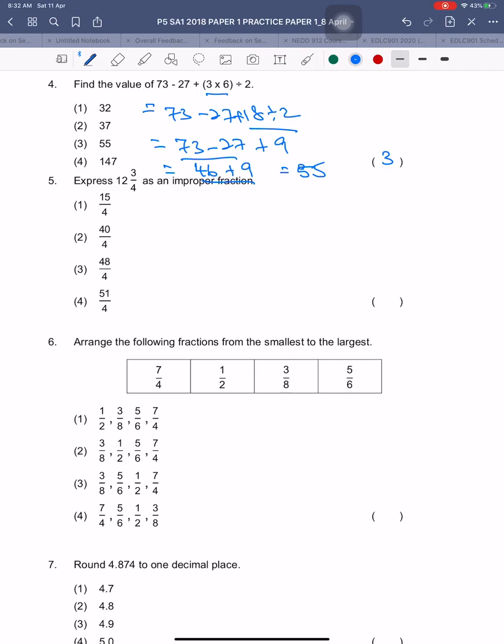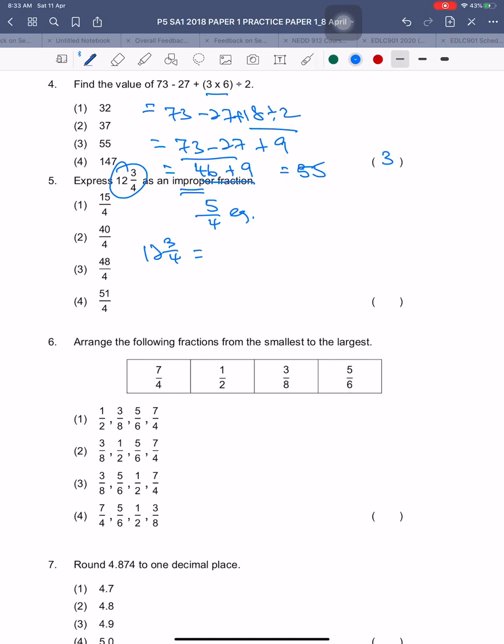Question number 5. Express 12 3/4 as an improper fraction. Improper fraction means that the number on top, which we call the numerator, is bigger than the number below. For example, 5/4. This is an example of an improper fraction. So let's go back to this. 12 3/4 to convert into an improper fraction.